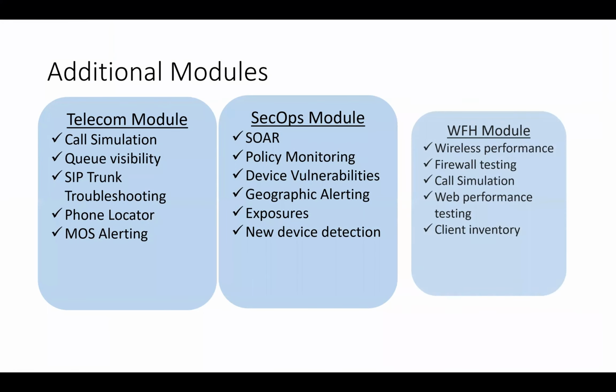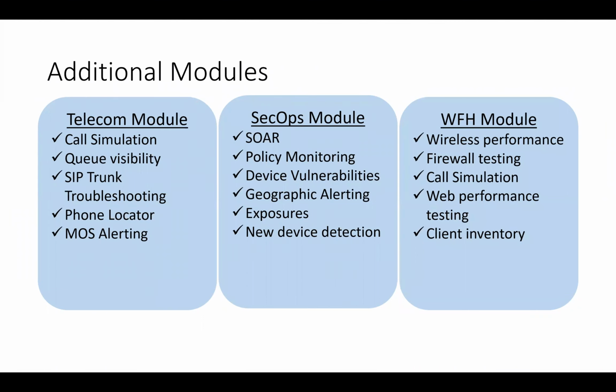So there's additional modules that we have available if you're looking to solve telecom problems. We have the ability to do call simulation. We have full visibility into QoS queues. We can do SIP trunk troubleshooting. So if there's a problem outside of your network, we can help troubleshoot that as well. We can locate phones and alert on MOS scores. We have a full security module that includes all sorts of capabilities that will improve your security posture on the network by giving you the ability to rapidly respond to security events, monitor communication policies, device OS vulnerabilities, geographic alerting.